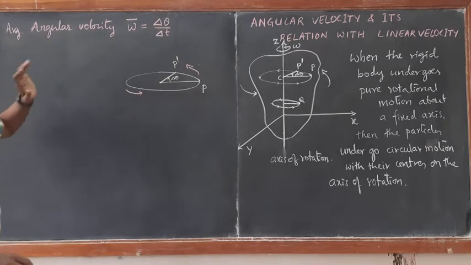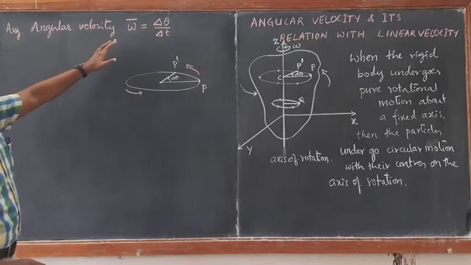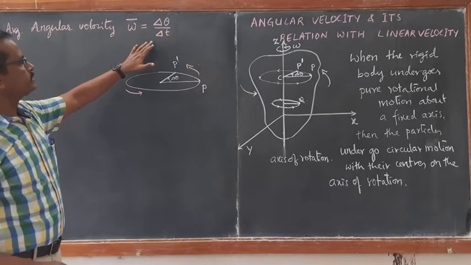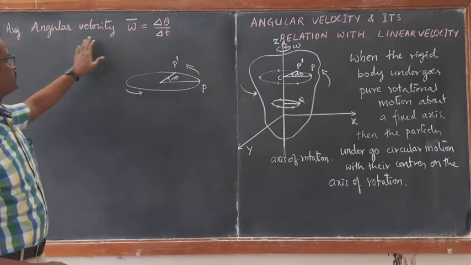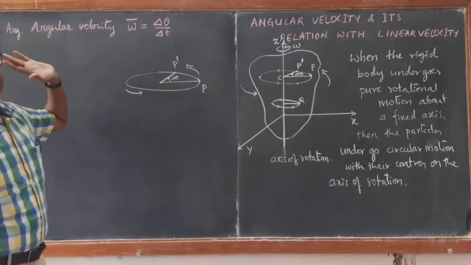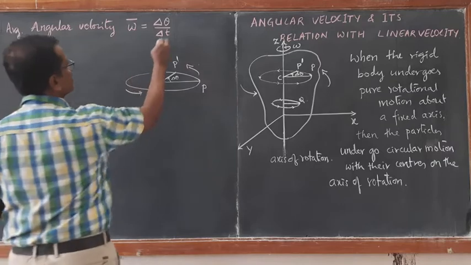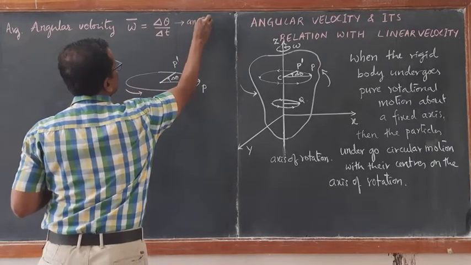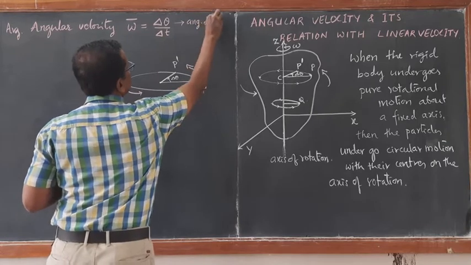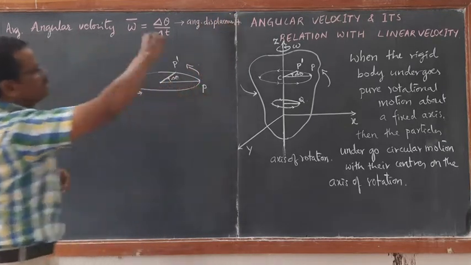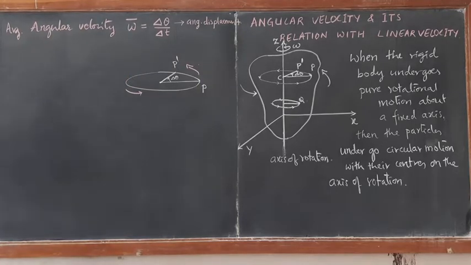Just like linear velocity, how we have defined linear displacement by time taken for that linear displacement, in the same way, angular velocity is defined as angular displacement divided by time taken. So delta theta is angular displacement. Angular displacement is nothing but angle covered in time delta t.